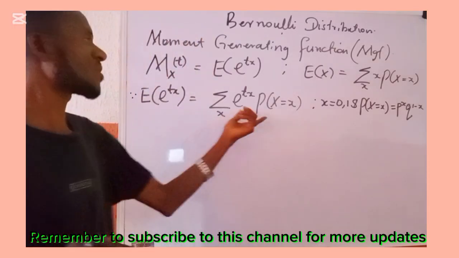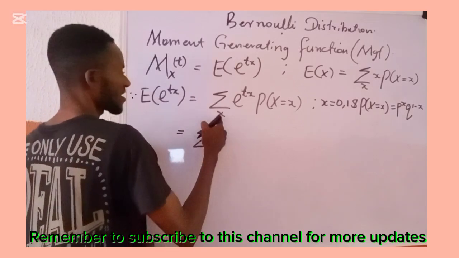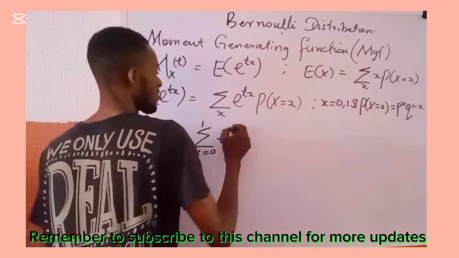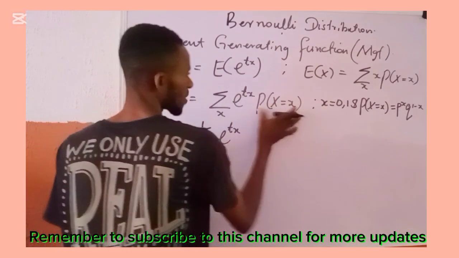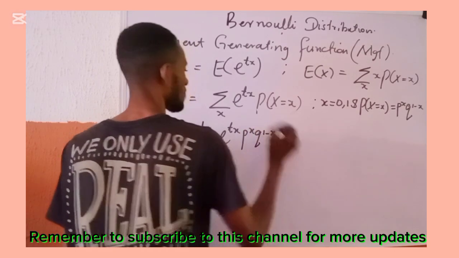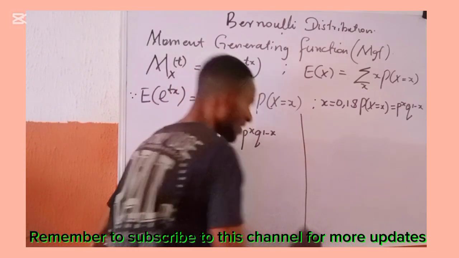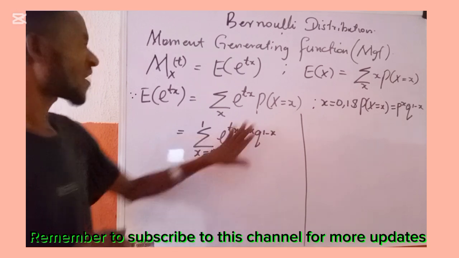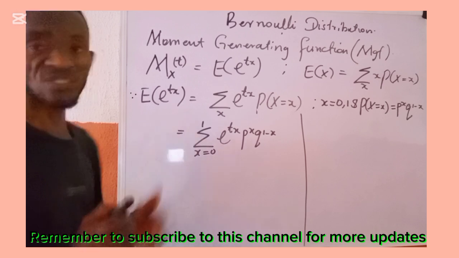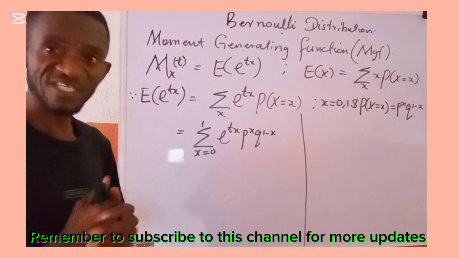So what I'm going to do is to return back here. Then I'll be able to say that this equals summation, with x now running from 0 to 1, of e to the power tx, p to the power x, q to the power 1 minus x. Like I've always said, what is expected of me here is to evaluate this expression when x is equal to 0, and evaluate it when x is equal to 1. Sum both of them, and by then I must have arrived at the moment generating function, MGF.